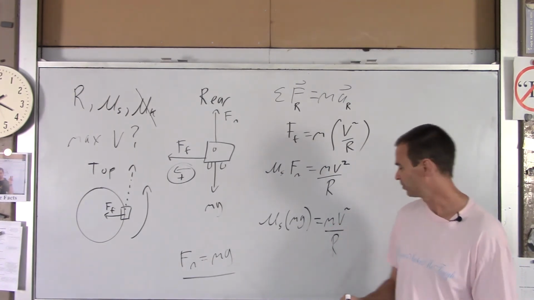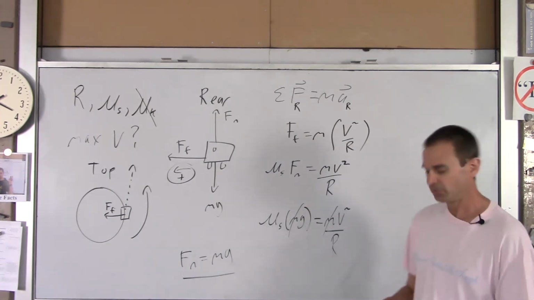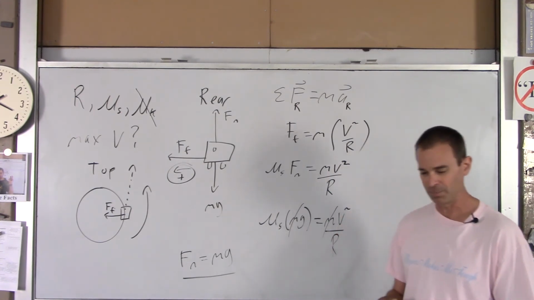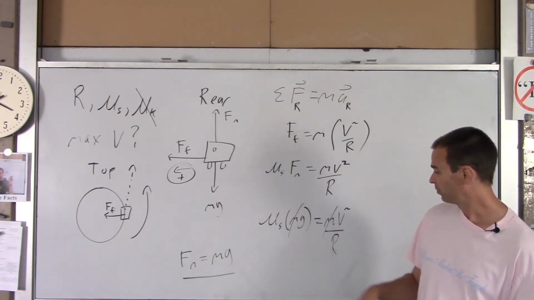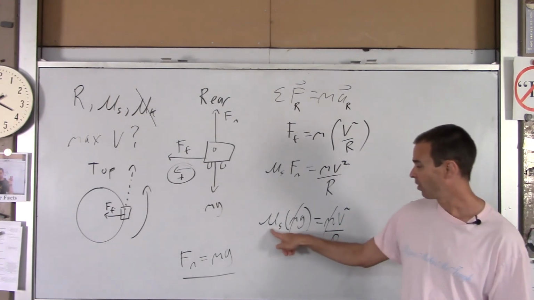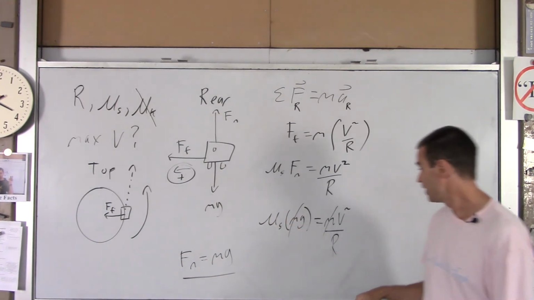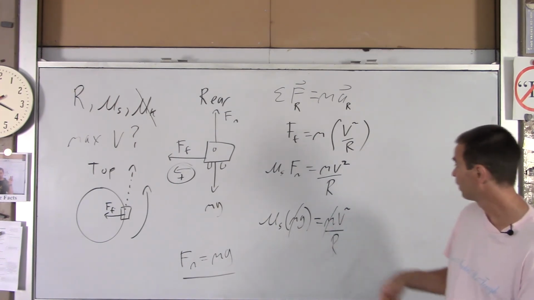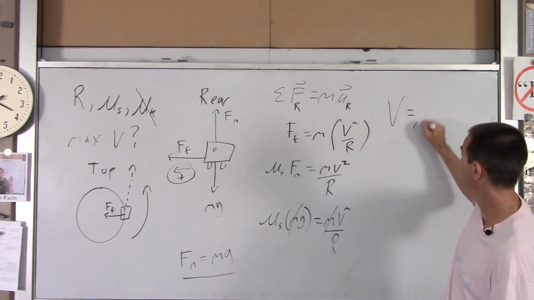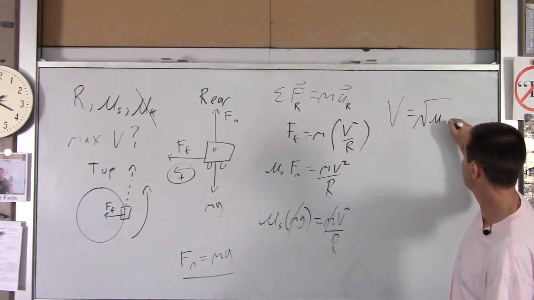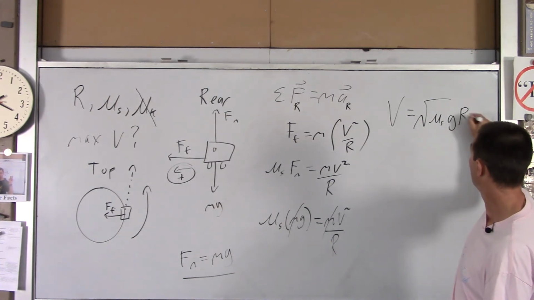Aha! What happens to the mass of the car? It drops out. So it doesn't matter if it's a Matchbox car or a Mack truck. All that matters is the radius of the turn and the coefficient of static friction between the tires and the road. That's it. Okay? If you multiply both sides by r and square root, you got your answer. So Vmax is the square root of mu sub s g r.